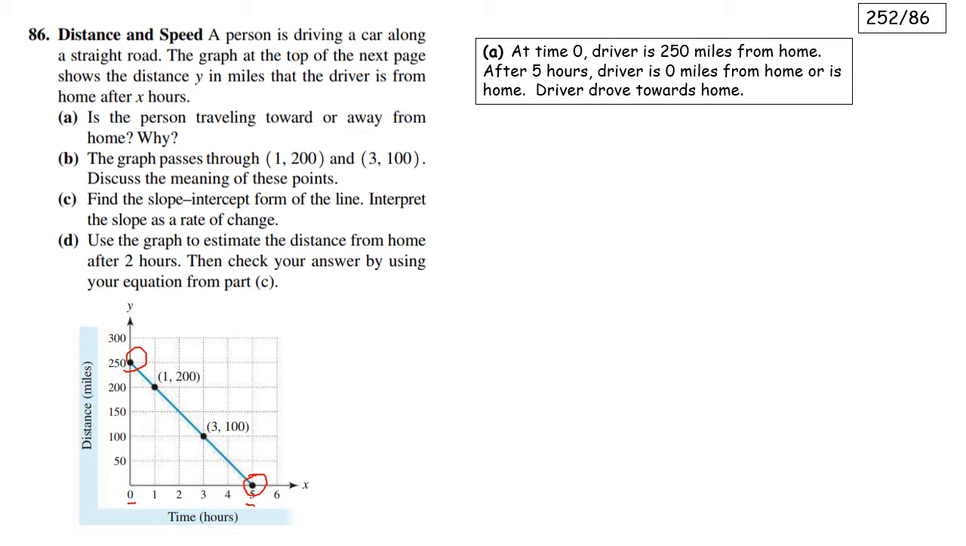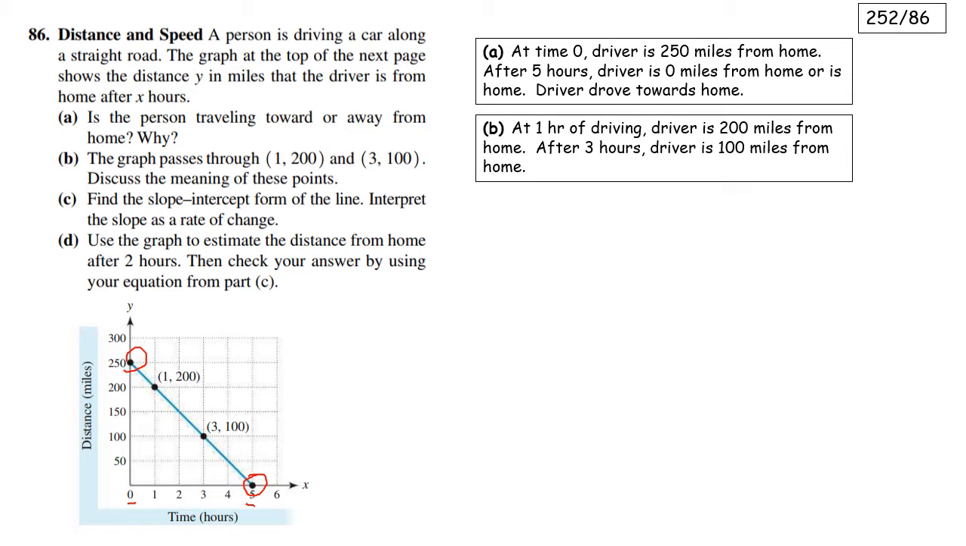For part B, the graph passes through (1, 200) and (3, 100). This means that at 1 hour of driving, the driver is 200 miles from home. After 3 hours of driving, he's 100 miles from home.